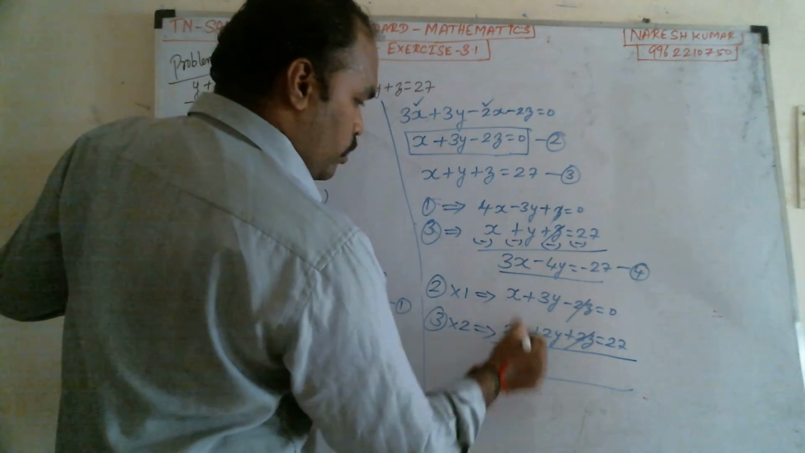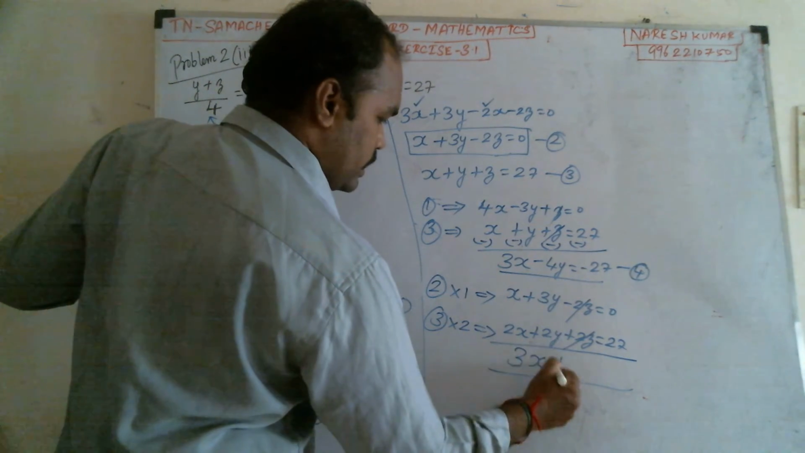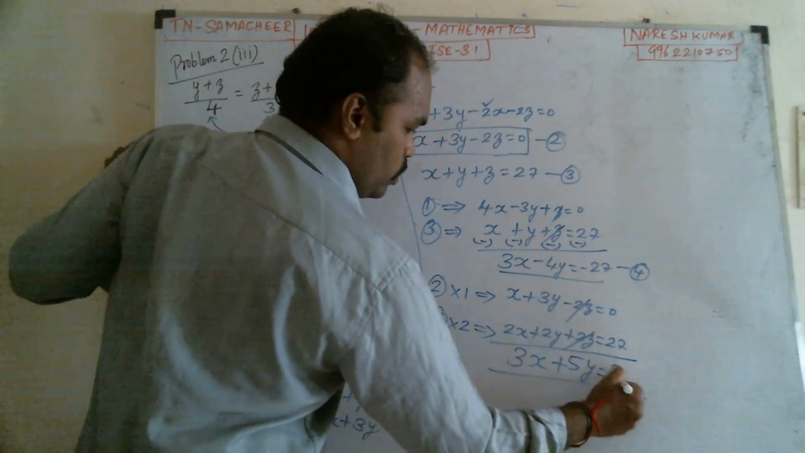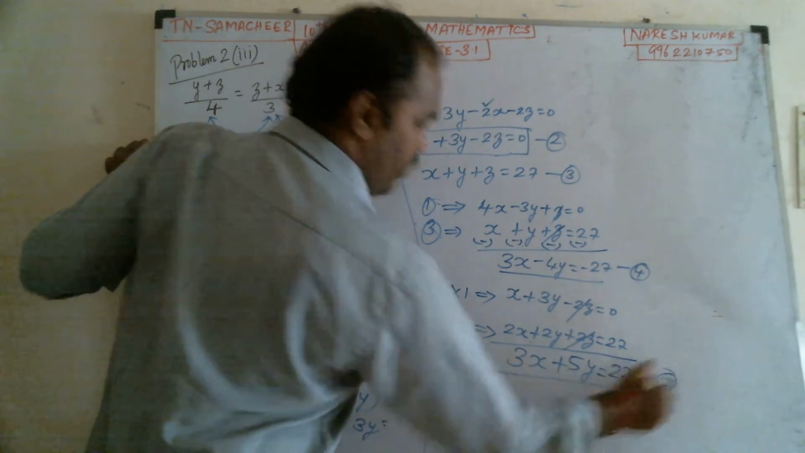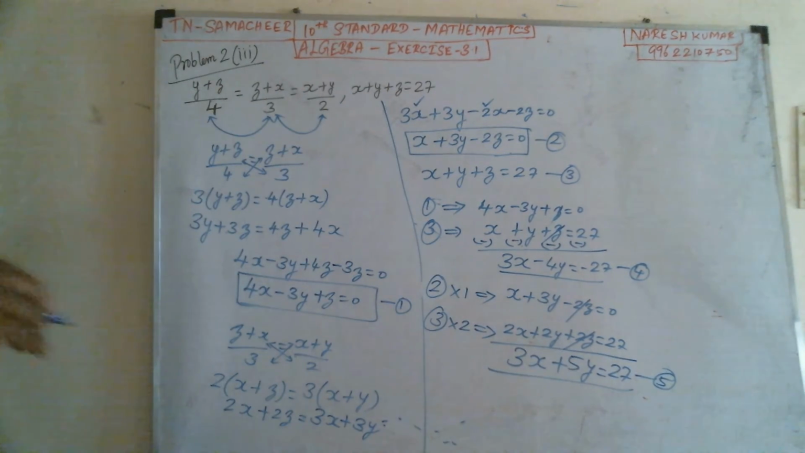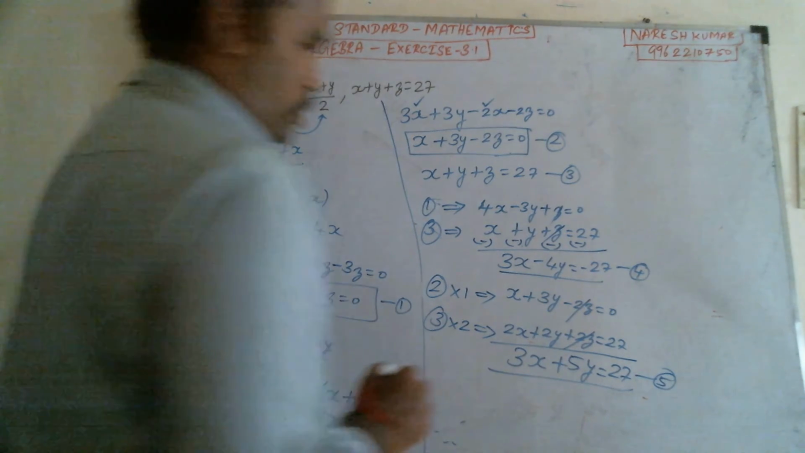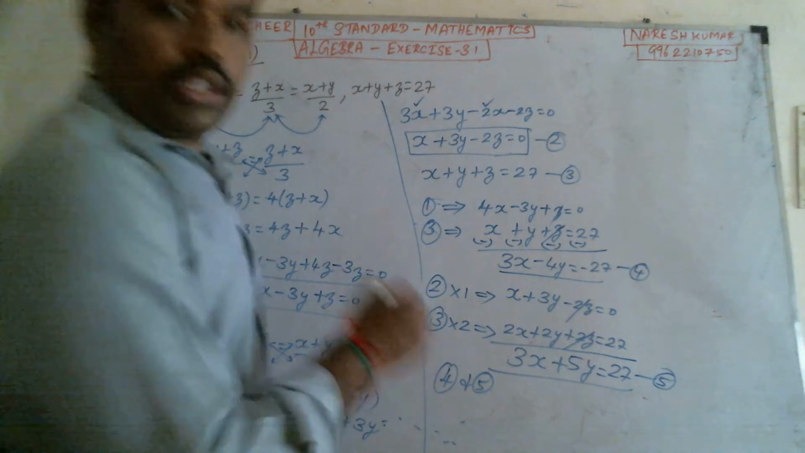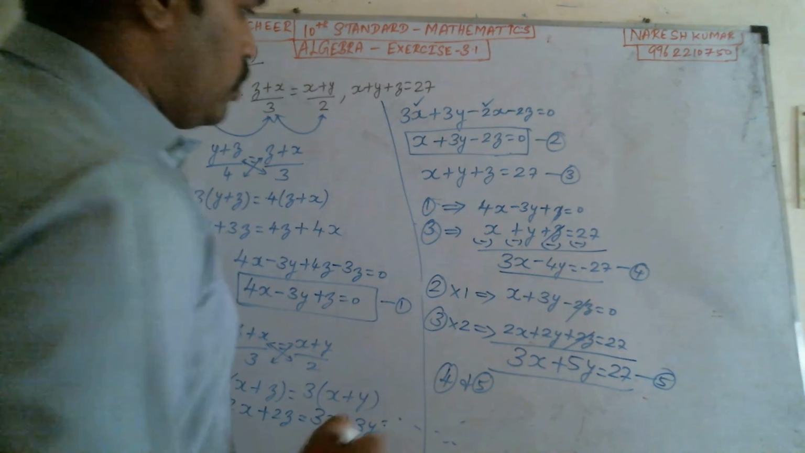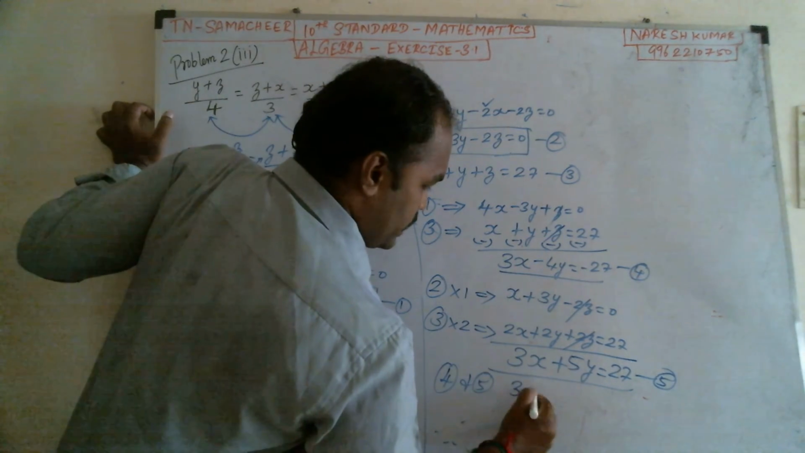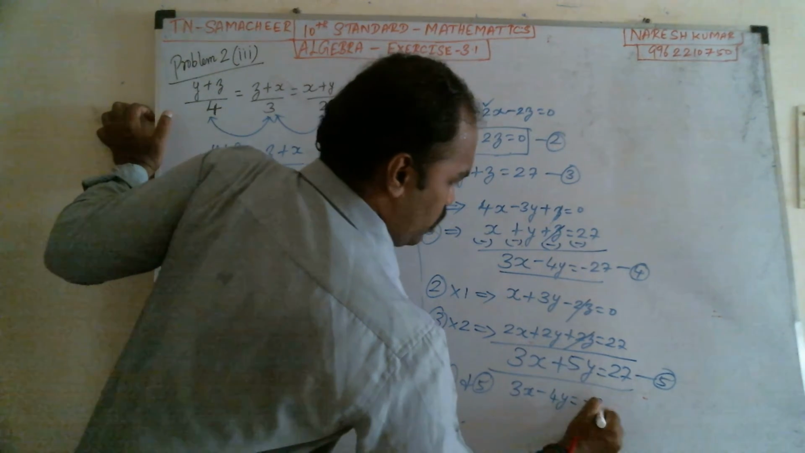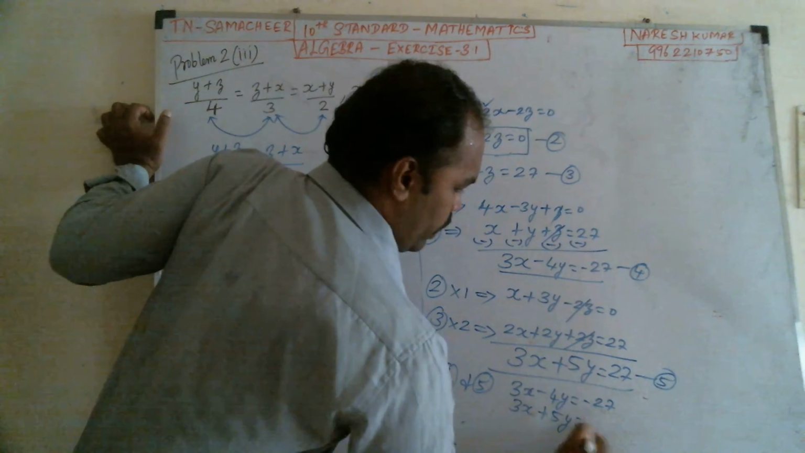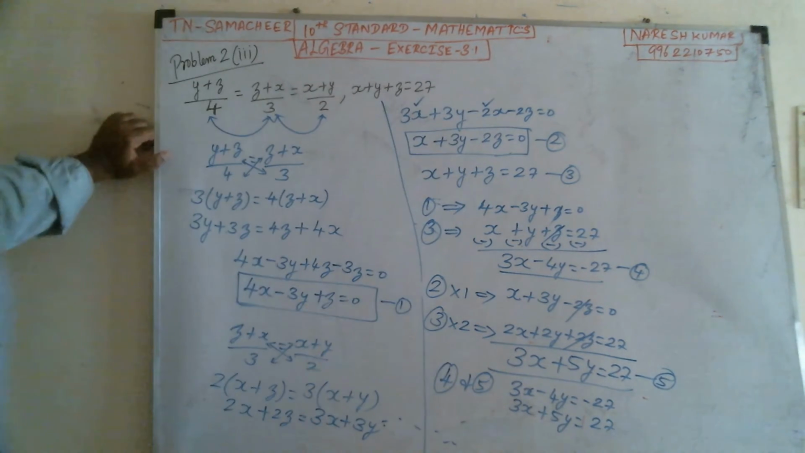Now how are we going to do? x plus 2x is 3x, 3y plus 2y is 5y, equal to 27. So now the fourth and fifth equation. Fourth and fifth equation: 3x minus 4y equal to minus 27, and 3x plus 5y equal to 27.